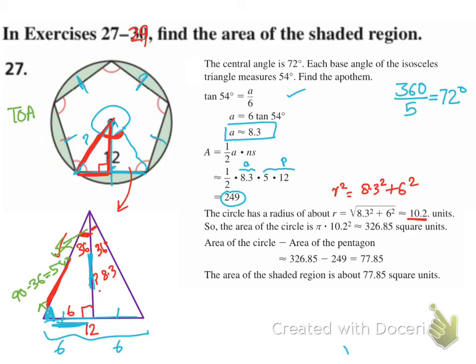When you get your radius, you can easily find the area of a circle. That's pi r squared. Area is what? Pi r squared. You applied the area formula of a circle. R is 10.2. You solve it. Now you have the area of the circle. You have the area of the pentagon. To get that shaded region, you subtract both areas, and that's your final answer. All right. Let's move to question number 28.